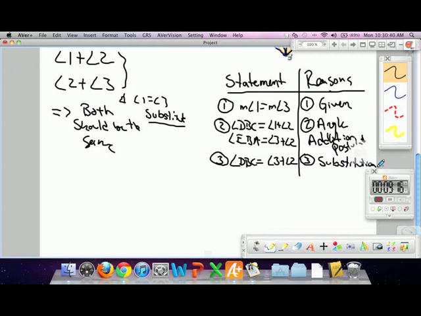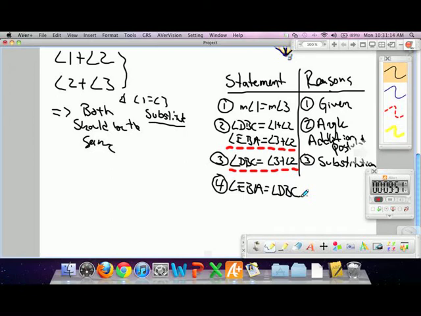Well, now look what you have. Now you have EBA is equal to angle 3 plus angle 2. DBC is equal to angle 3 plus angle 2. So now what can you claim? Now what should follow? Angle EBA equals angle DBC. And why are you allowed to say that?